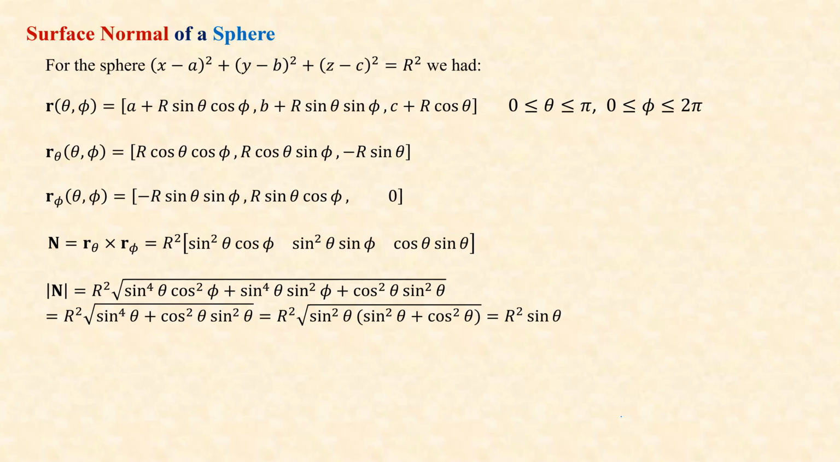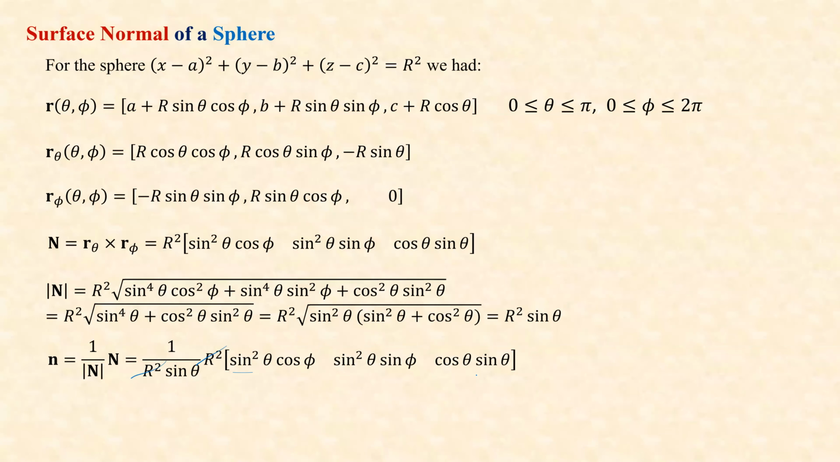All right, now what is the unit normal? The unit normal is this normal vector divided by its magnitude. So that's 1 over the magnitude, which is R squared sine theta, times the vector itself: R squared sine squared theta cosine phi, sine squared theta sine phi, sine theta cosine theta. A lot of trig functions. Now you see that R squared cancels, and each one of these has a sine, so the sine cancels. What you get is this: N is sine theta cosine phi, sine theta sine phi, and cosine theta, right?